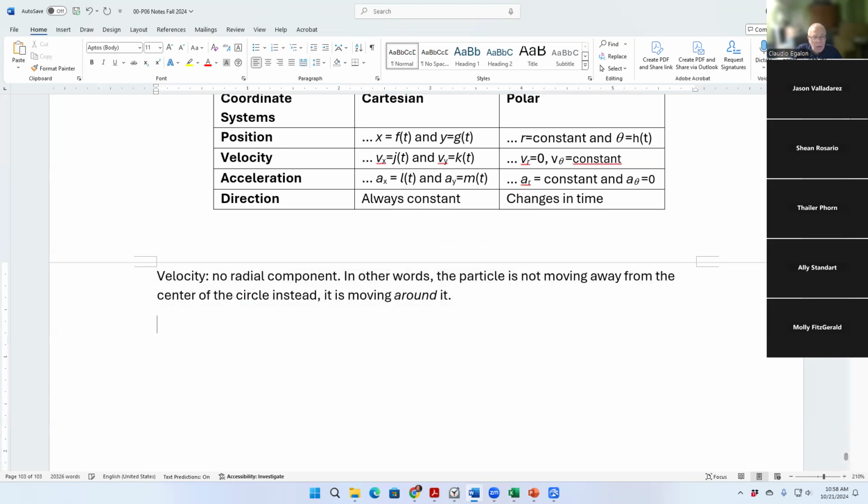Let me write that down here. Velocity, acceleration. Acceleration components. Radial is constant. No, tangential is 0. Okay. Tangential, or theta hat, is 0.